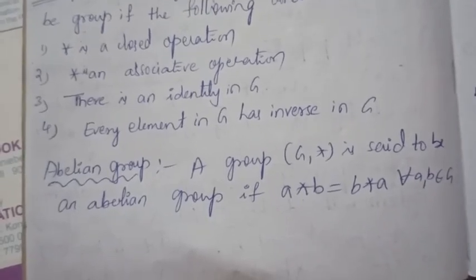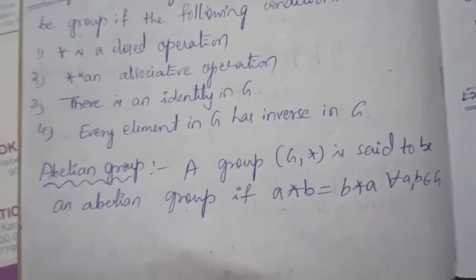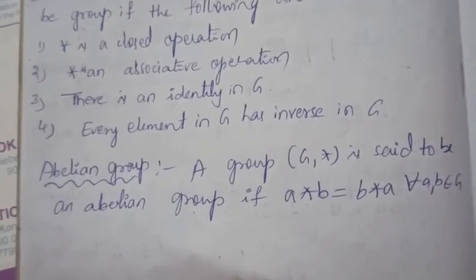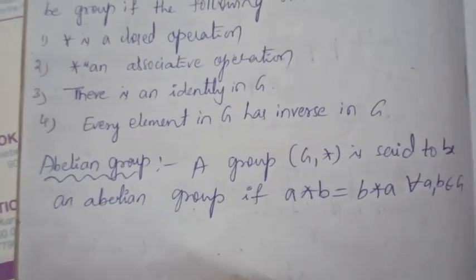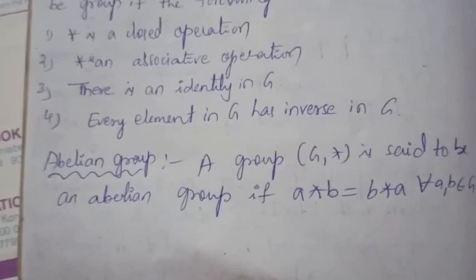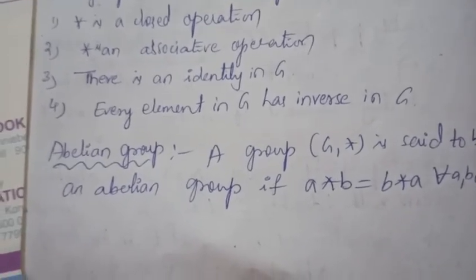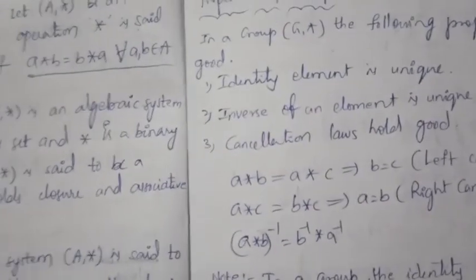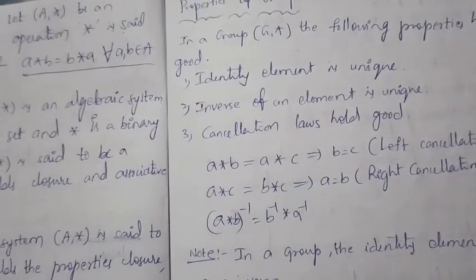If it holds, then that particular algebraic system is called a group, and an abelian group also. So this is the information about the group definition. Till group definition we finished, and next one is properties of group. What are the properties of group?